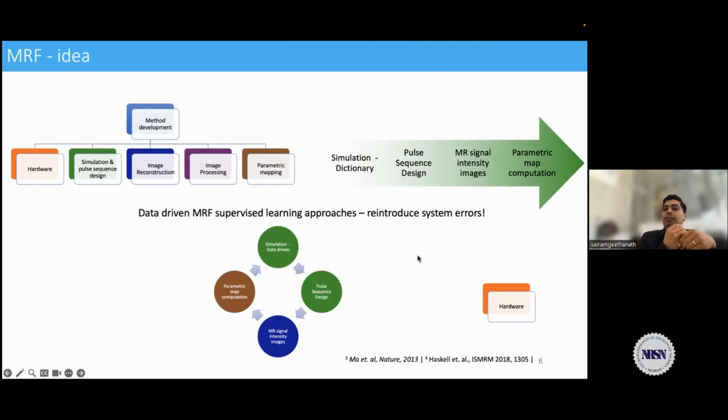Now you can add in the spice of the recent advances in deep learning, and then it becomes circular from going to be a unidirectional. But the challenge with that is it reintroduces system errors, meaning because you train with some known data, you're putting in the measurement errors that you had before.